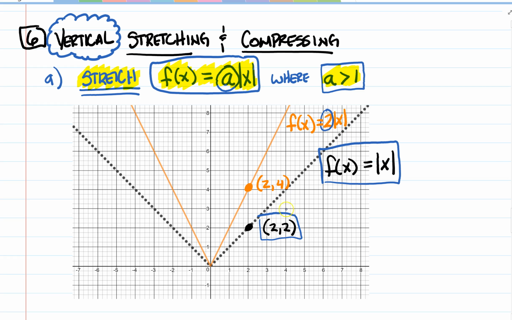So you'll notice that the y coordinate has changed from a 2 to a 4, meaning that this point has been stretched up to that point of (2, 4). And that would be true for every single point. So what this is known as is a vertical stretch. So again, if my a value is bigger than 1 and I multiply it by my absolute value function, it's going to result in a vertical stretch.